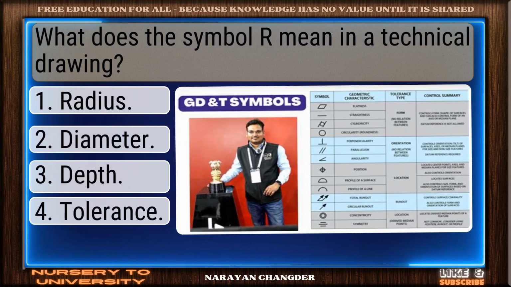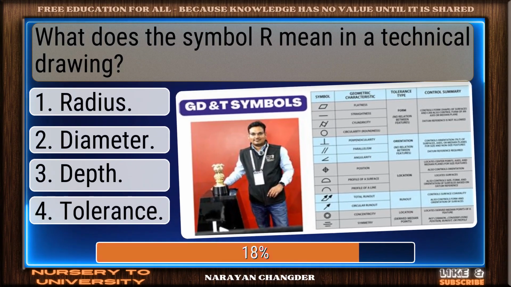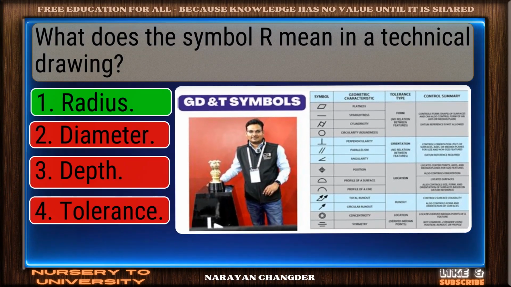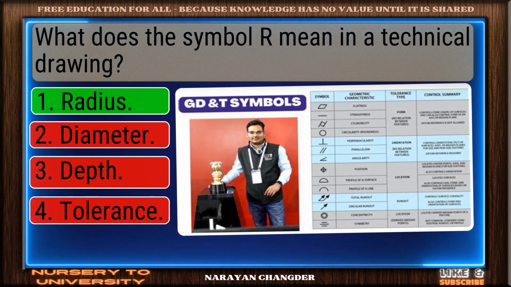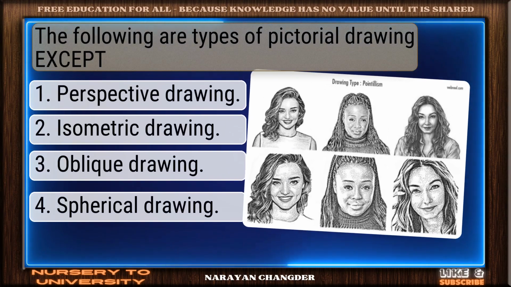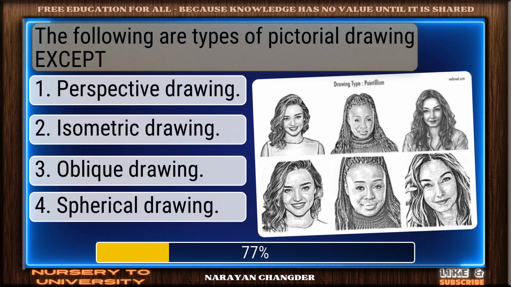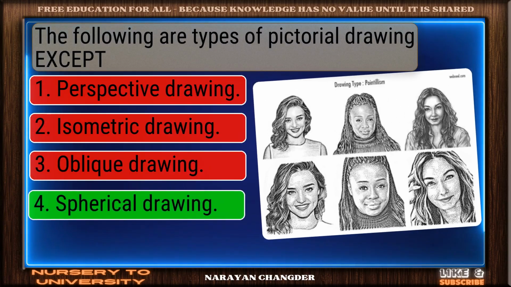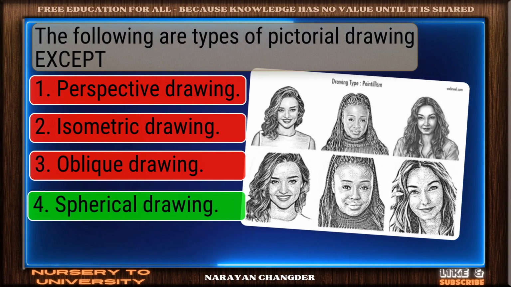What does the symbol R mean in a technical drawing? On track. Radius is the correct answer. The following are types of pictorial drawing except. Excellent choice. Spherical drawing is the right answer.